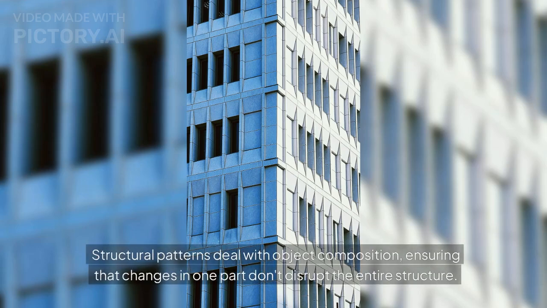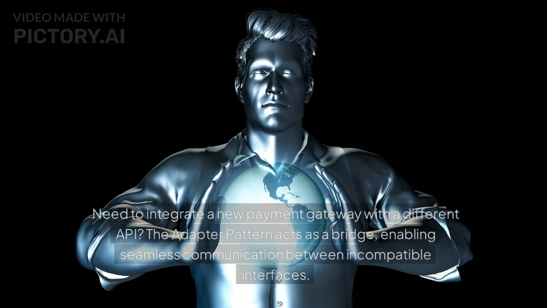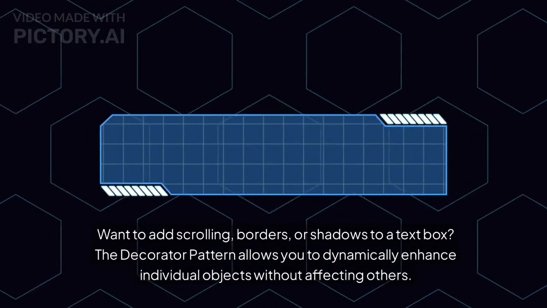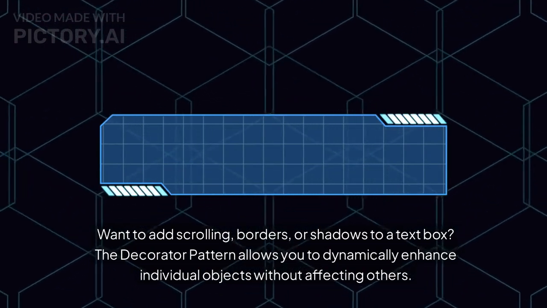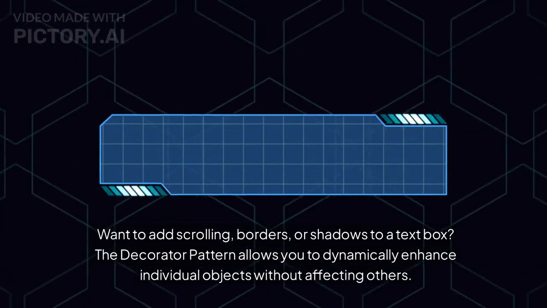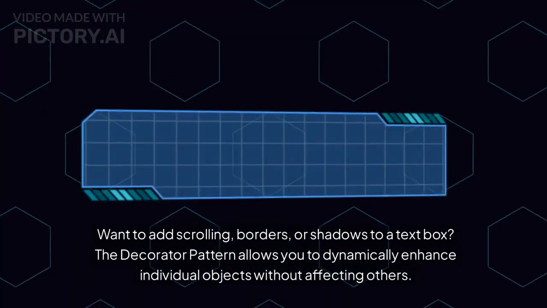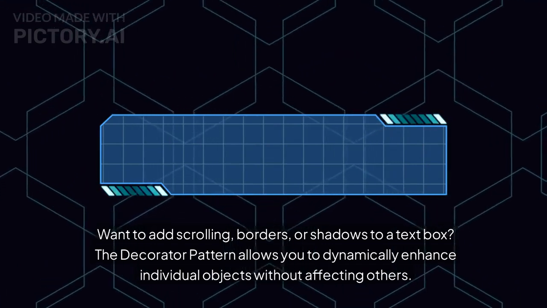Structural patterns deal with object composition, ensuring that changes in one part don't disrupt the entire structure. Need to integrate a new payment gateway with a different API? The adapter pattern acts as a bridge, enabling seamless communication between incompatible interfaces. Want to add scrolling, borders, or shadows to a text box? The Decorator pattern allows you to dynamically enhance individual objects without affecting others.